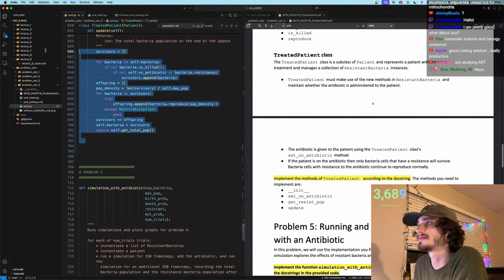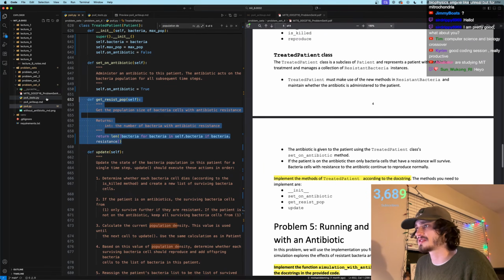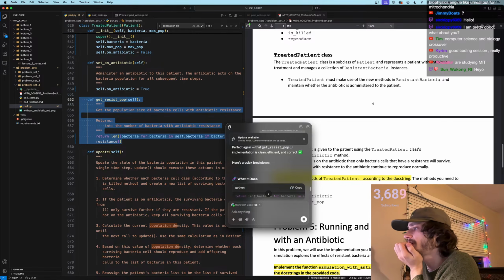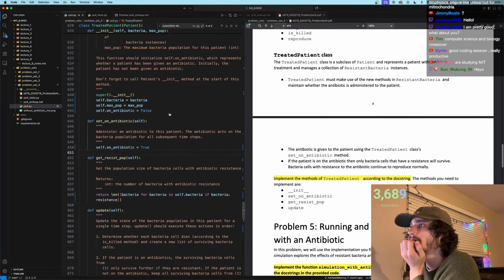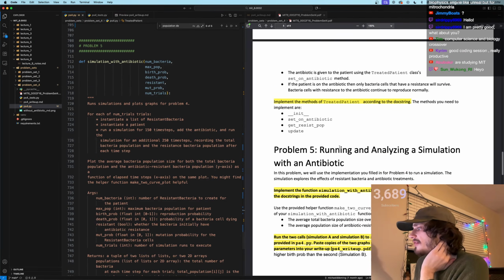Okay, cool. That is that function there. So this is resistance population. So I'm gonna give it this function too and see what it likes, if it likes this one. Perfect again, perfect. Nice. Okay, nice. So now problem 5, lastly.